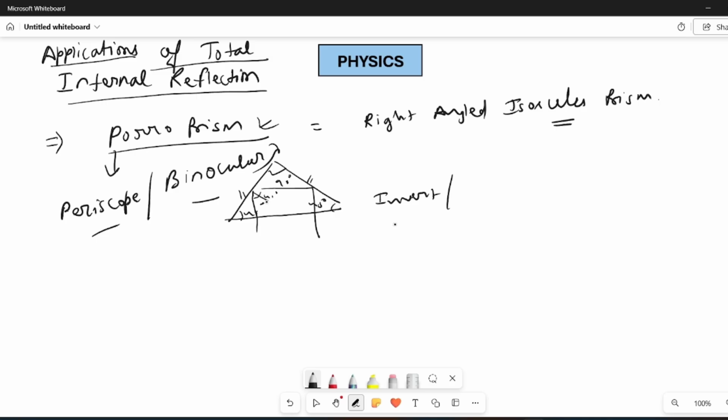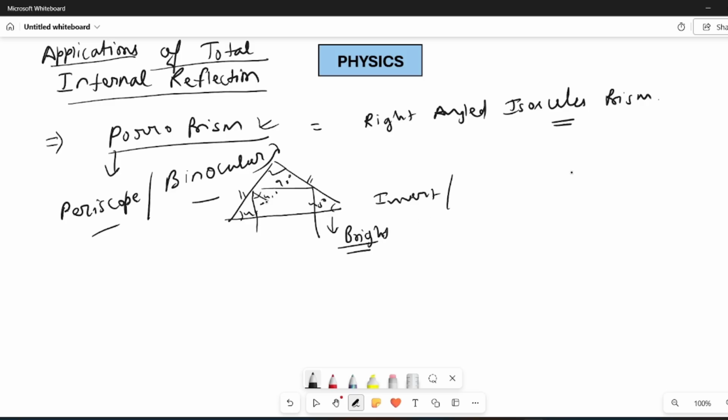Now we have seen that in the prism the whole light is going to be reflected back. And I told you in TIR there is hardly any loss of intensity. So the image is always going to be bright. Though it is going to be an inverted image, the image is going to be bright.